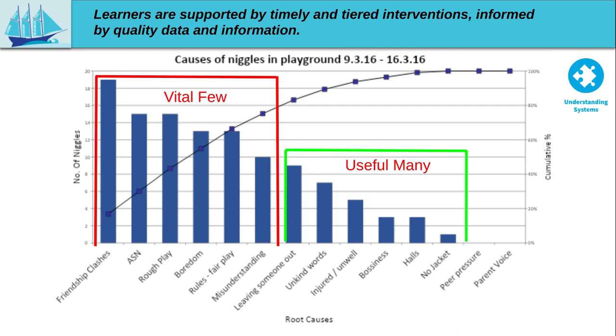In this example, problems in the playground. Observations were carried out over a number of days and all of the issues were recorded. Using a Pareto then allowed staff to see the causes of the issues, and they were able to prioritise how they would spend their time supporting that largest column, the friendship clashes. Sometimes you might already know or have a feeling about what's going on, and this tool can help evidence your gut feeling and guide you into decision making.